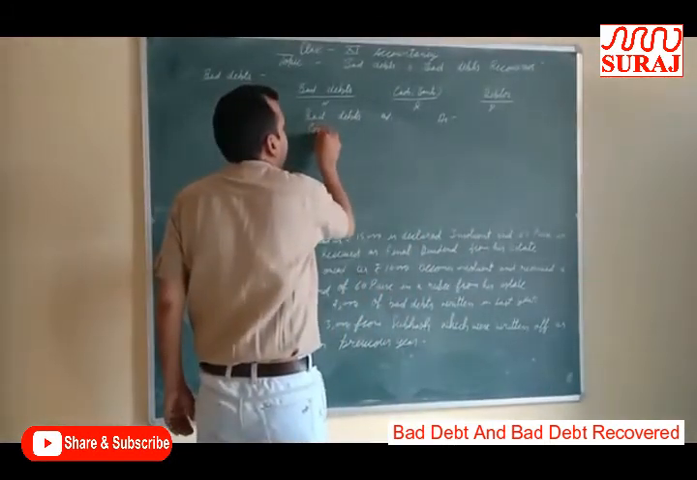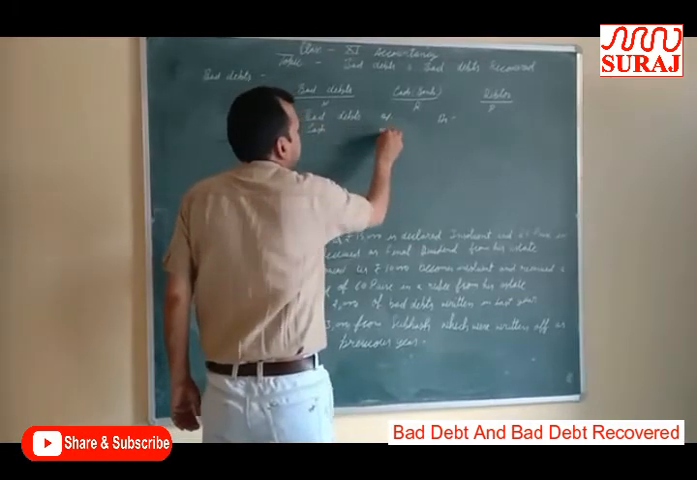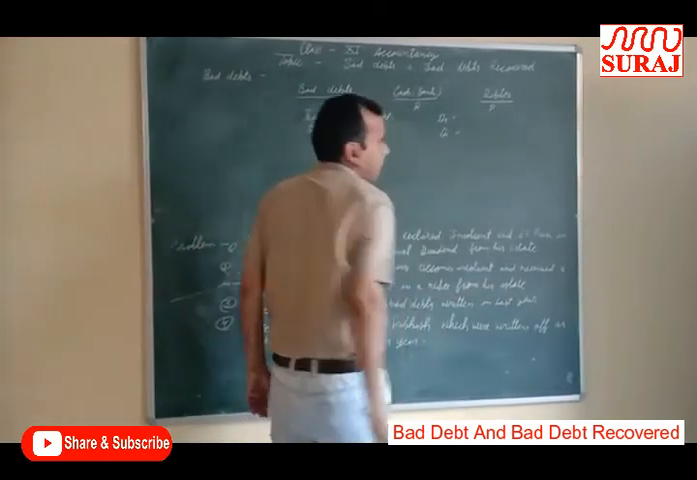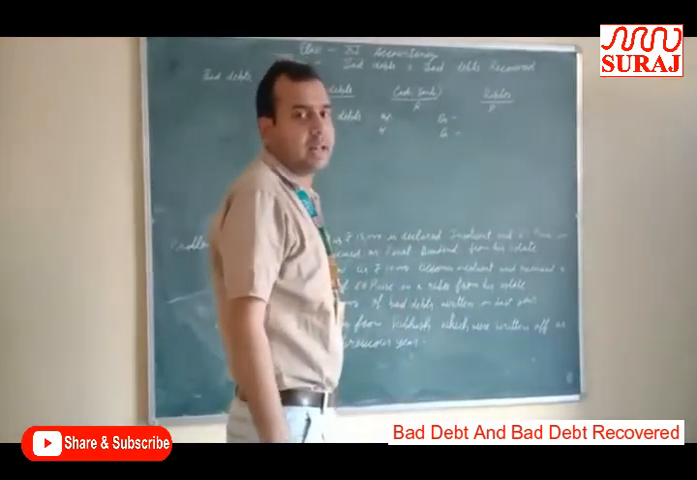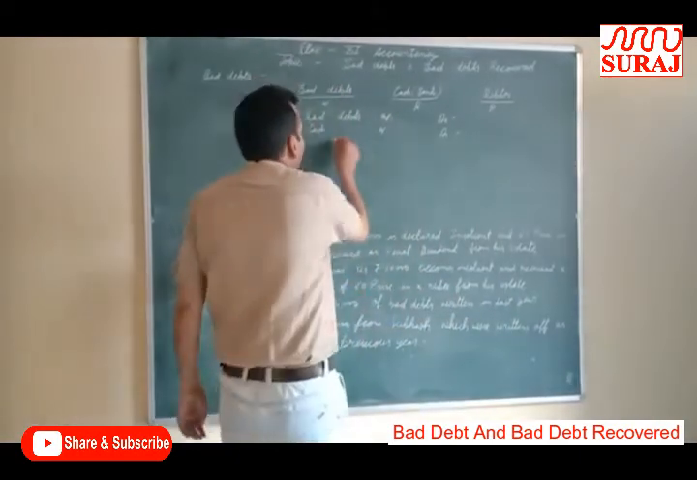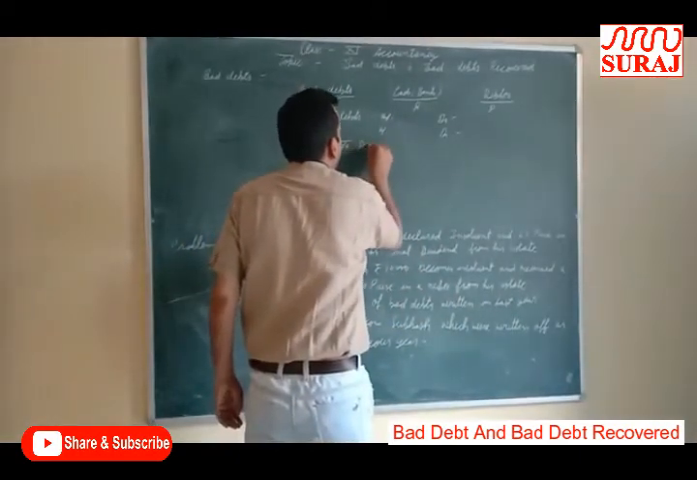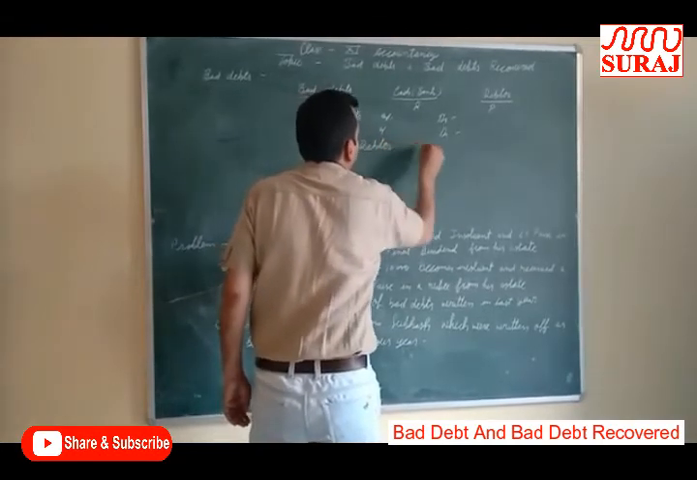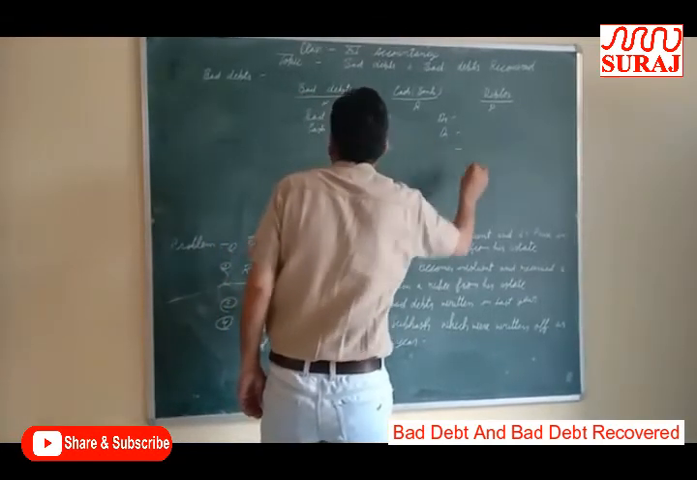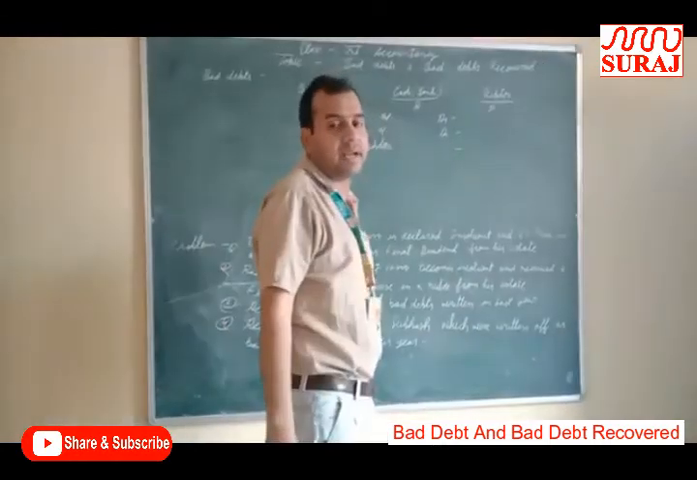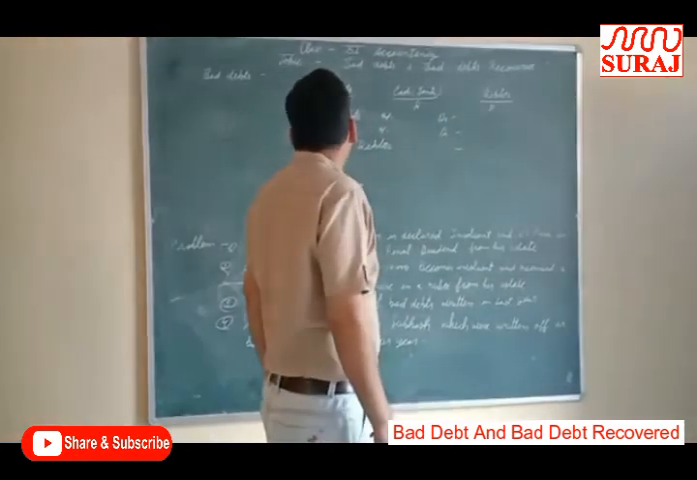Cash comes into the business, so cash debit. Debtor, personal, debit the receiver, credit the giver. Debtor is the giver, so debtor will be credited. Your entry will be: cash account debit, bad debts account debit, to debtor account.